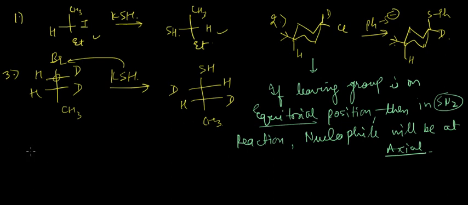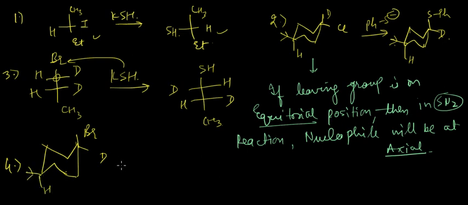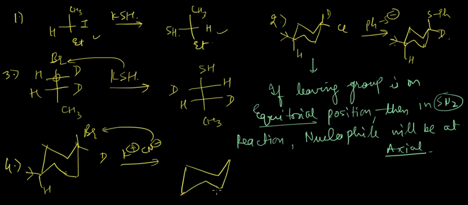Okay, so let's talk about this case wherein we have Br here, D here and H here, this group here. So on reaction with KCN, obviously in the product we would have something like CN on the lower side, D in the axial position, D occupies the axial position, and this carbon's configuration will not change.